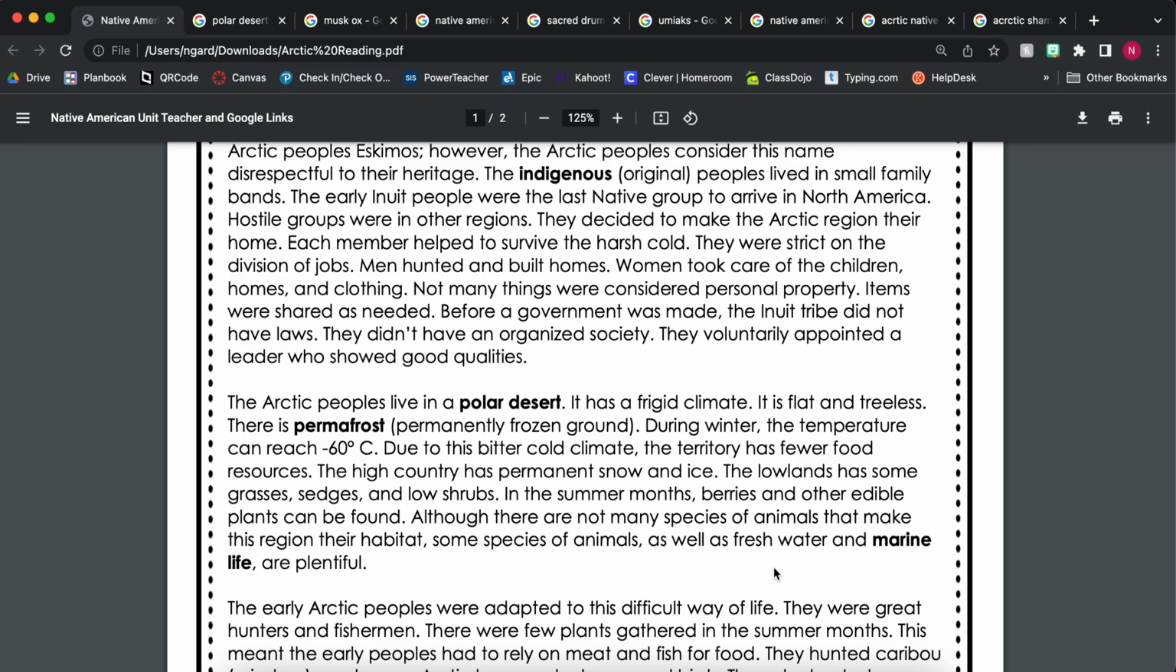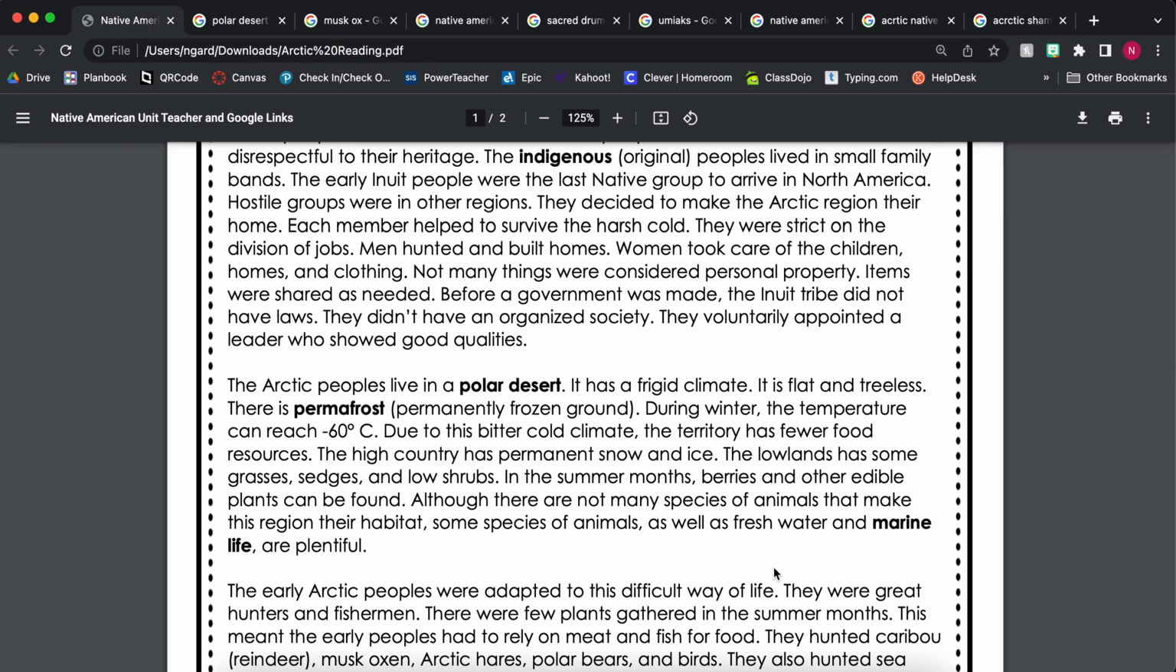So think about that. If the land is negative 75, the water, I'm getting goosebumps just thinking about it. But there are a lot more animals that can survive in the cold, cold water than on the cold, cold land. So they had a lot of marine life that they could hunt or fish for.